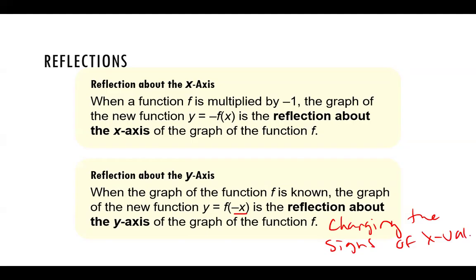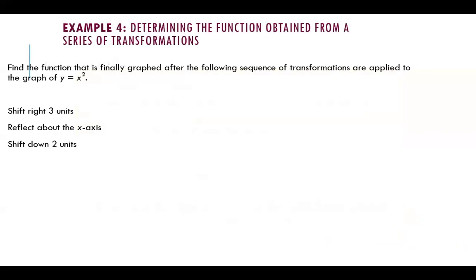So we're going to look at this combined with other transformations to see how it all comes together. Okay, so let's look at an example. So here we have the function of y equals x squared, right? Which is just the parent function. And we want to create a function and graph and transform this into something, right? So we're going to apply the sequence of transformations to the function.